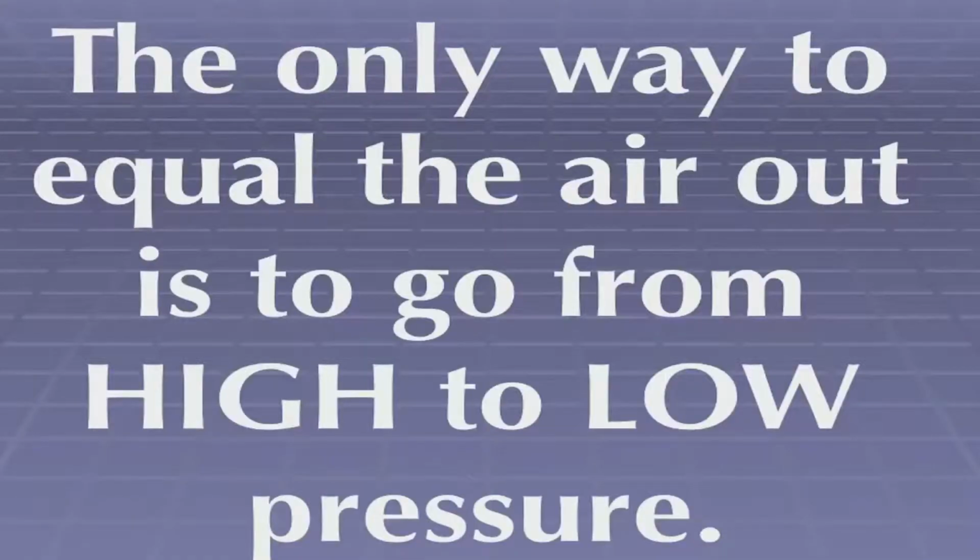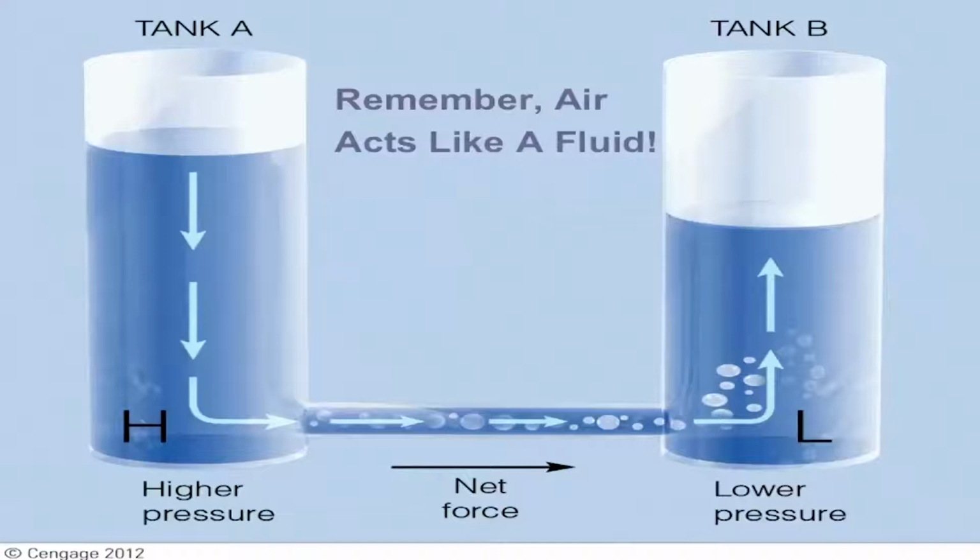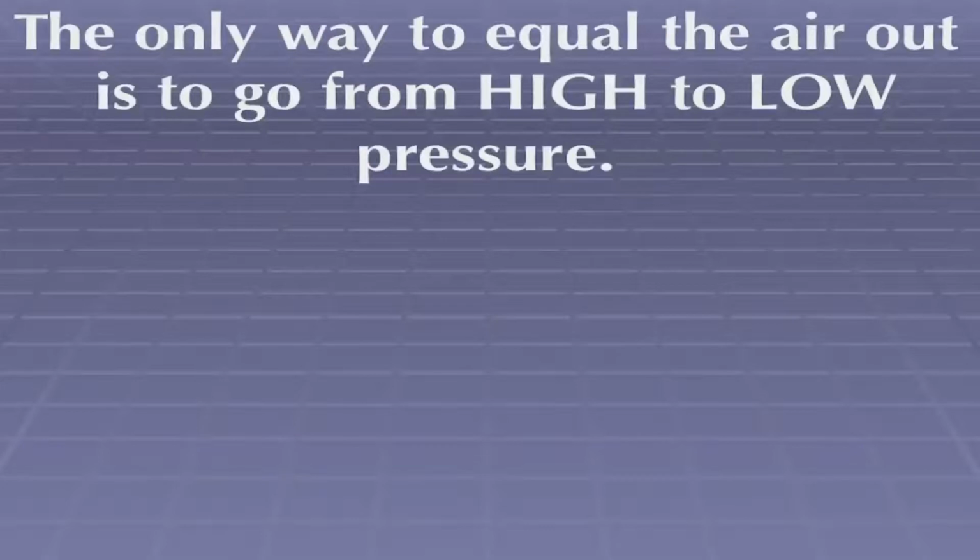Well, the same works with air pressure. The only way to equal the air out is to go from high to low pressure. You can take 2 cylinders like this and put more water in tank A and less water in tank B and connect them with a pipe of some kind. And if you let the water flow between the tanks, it's going to flow from the tank with more into the tank with less. And that motion through the pipe is a net force. That's called a pressure gradient force. This happens in the air all the time. The only way to equal the air out is to go from high to low pressure.